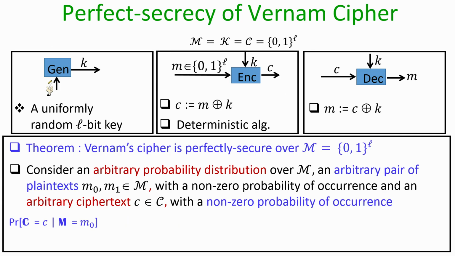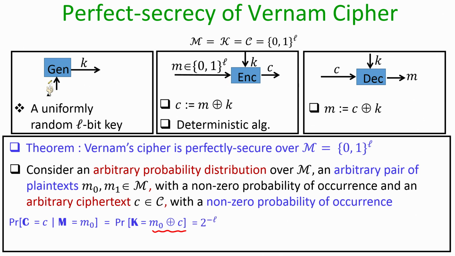So, now let us first try to compute the conditional probability that if your plain text is M0, what is the probability that the Vernam cipher is going to produce the ciphertext little c. The probability that plain text M0 is going to produce the ciphertext little c is the same as the probability that the key which is used for encryption is this string, namely the key is the XOR of M0 and little c. And what is the probability that the key which is obtained by running the key generation algorithm is indeed the XOR of M0 and little c?